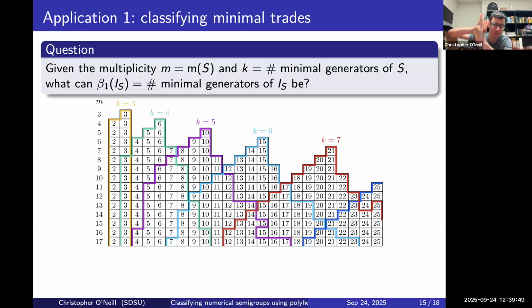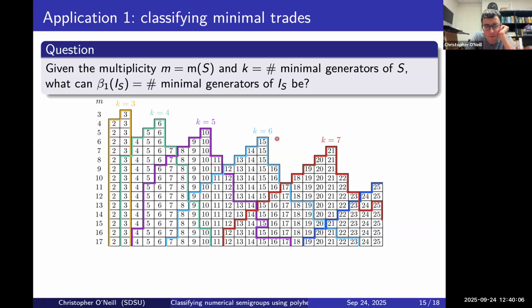Build the Kunz poset from the facet description of that face, and go through that sort of poset construction on the previous slide to find out how many toric generators there are, and just do this for each face. You get a finite list of values. It turns out that's these values.